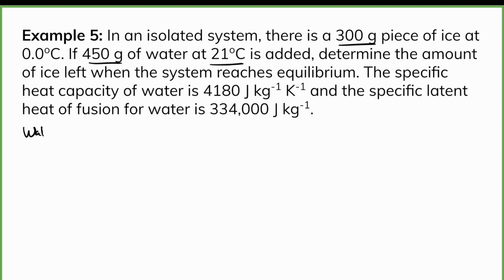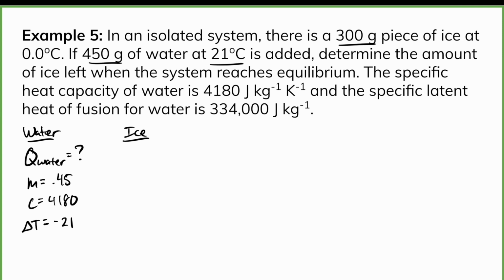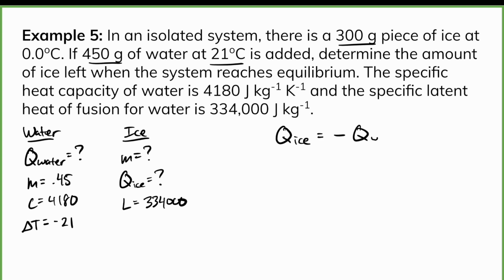And so for water, we can determine the amount of energy lost by the water. Now the mass of water is 0.45 kilos, and the c is 4180, and the change in temperature for the water is 0 minus 21, so this is going to be negative 21 degrees Celsius. Now for the ice, we don't know how much ice is going to melt, and so the mass of the ice is one of our unknowns. The energy gained by the ice is going to be equated to the energy lost from the water, and then we have the specific latent heat of fusion for water, which is 334,000. So the energy gained by the ice is going to be equal to the energy lost by the water.